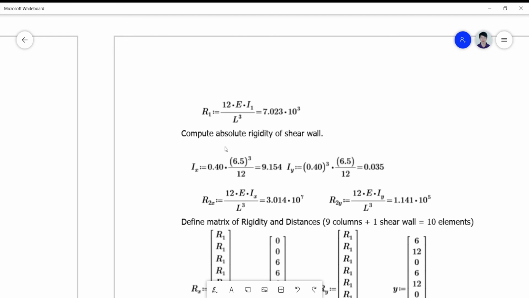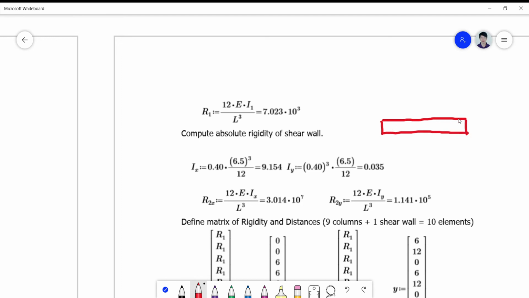Okay, so for the absolute rigidity of the shear wall, we have here your Ix, which is 0.4 times 6.5 cubed divided by 12. And for your Iy, you have 0.4 cubed times 6.5 divided by 12. Okay, so if you are going to look at the shear wall now, my shear wall is actually directed in this manner. So this is the 6.5, and this is the 0.40 dimension.